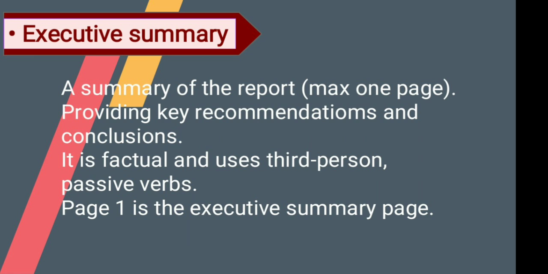Executive Summary. The Executive Summary is a crucial standalone section that provides a concise overview of the entire report, typically limited to one page. Its purpose is to allow busy readers such as executives to grasp the report's core contents, findings, and recommendations without reading the full document. It summarizes the problem addressed, the method used, the key results found, and the main conclusion drawn. This section is factual, objective, and written using third-person passive verbs. It is often considered page 1 of the report.